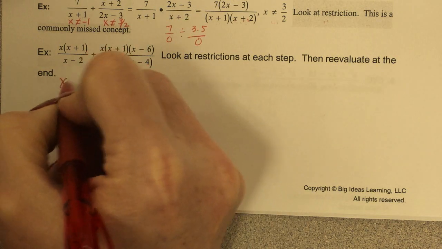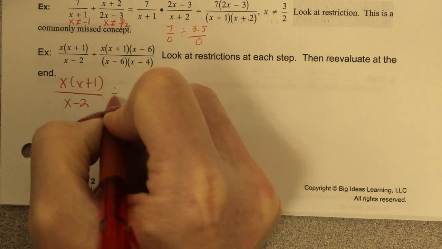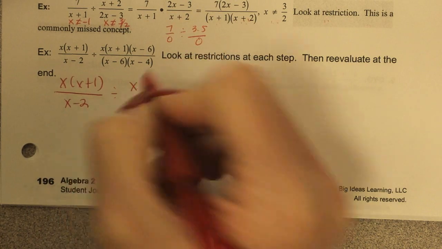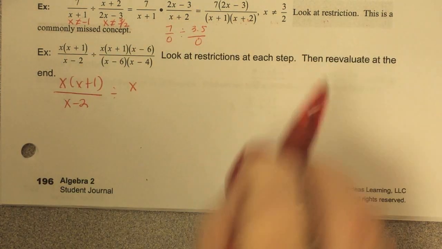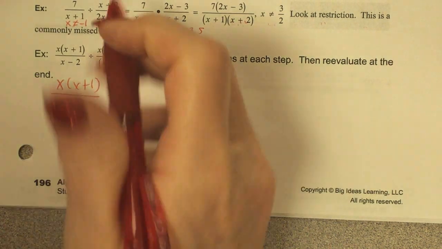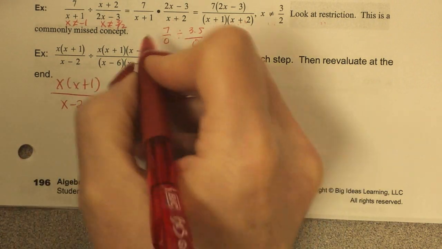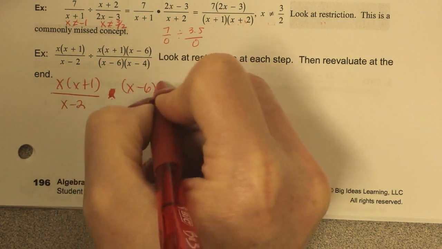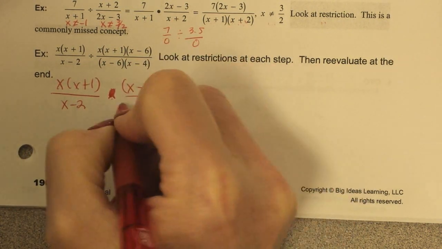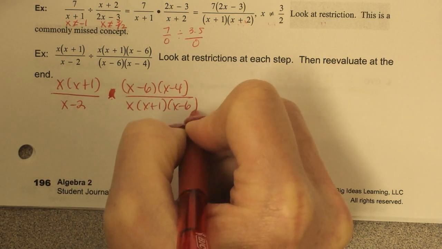We've got x times x plus 1 over x minus 2 divided by x. Oops, I don't want to rewrite the problem. Let's change it to multiplication right now. Here, just make this times, and I'm going to flip it: x minus 6 times x minus 4 over x times x plus 1, x minus 6.